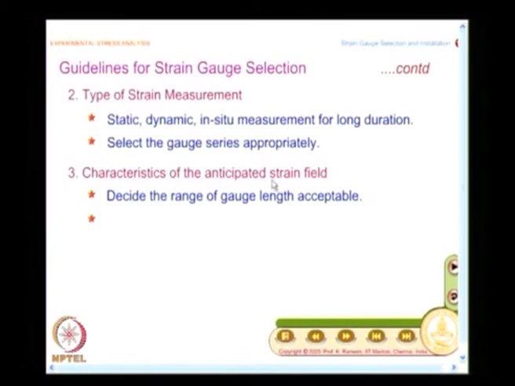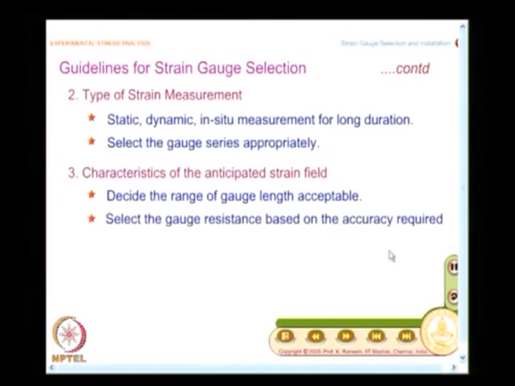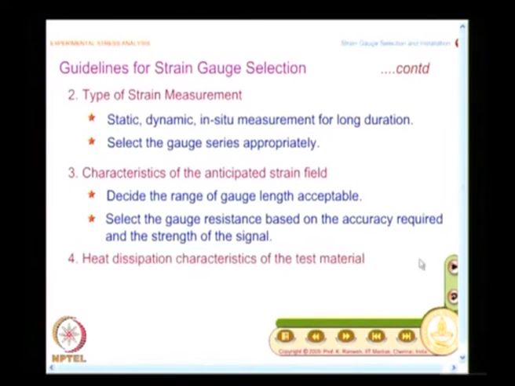So, if I know the strain field, I can decide the range of gauge length acceptable, because if I am going to have very sharp changes in strain levels, I need to go for a smaller gauge length, and this also gives me an indication what is the gauge resistance that I need to have based on the accuracy required and the strength of the signal.